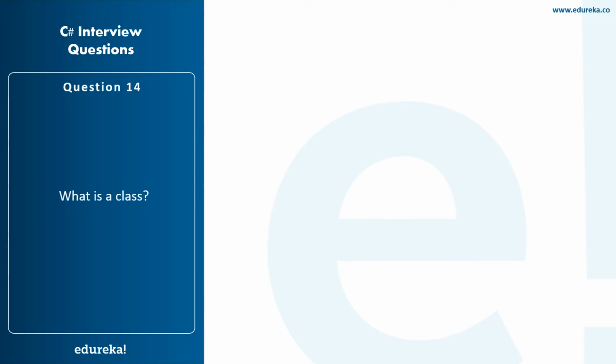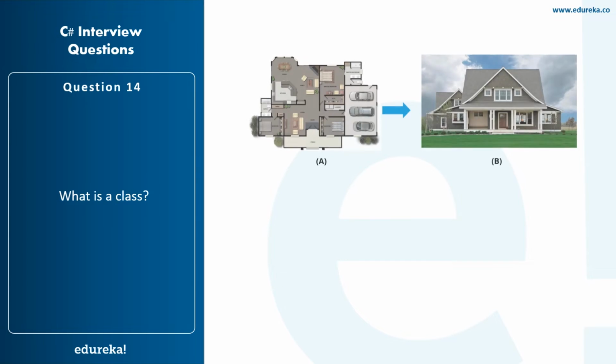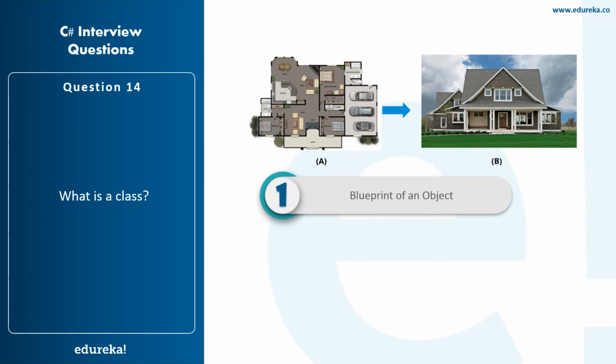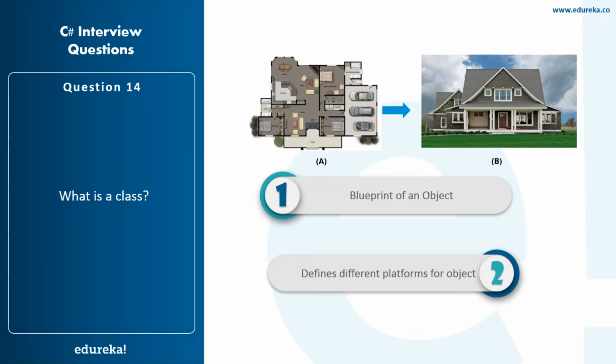Now I'll move on and talk about my next question, which says, what is a class? Now again, in this question, the same picture is repeated. Now just forget the B part. I'm going to be talking about the A part. As the definition of class says, a class is a blueprint of an object. It defines different kinds of data and functionalities objects will have.